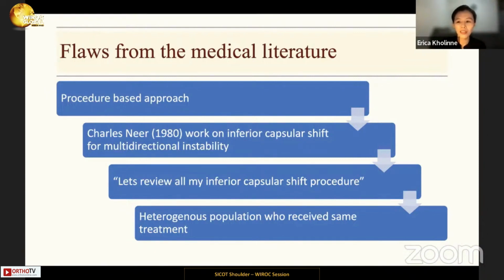First, most studies in the literature up until now are procedure-based, not condition-based. A very popular example is the landmark study in 1980 by Dr. Neer on MDI. In that study, Dr. Neer included patients with different features of instability. Yet, the patients had one common procedure, the inferior capsular shift. When a paper is procedure-based, it may include many different populations who receive the same treatment.